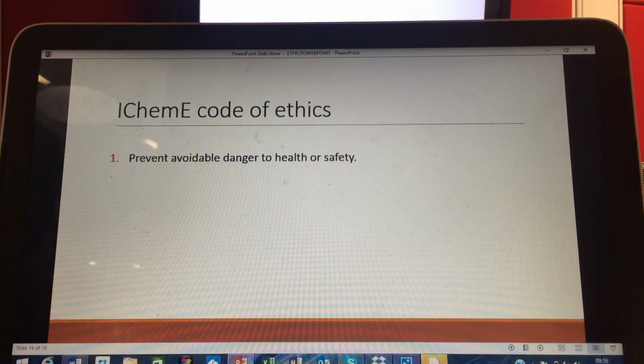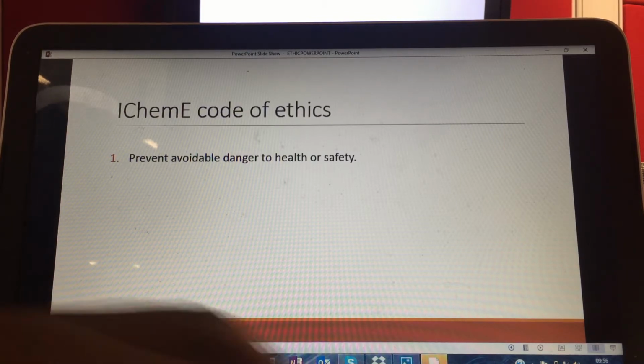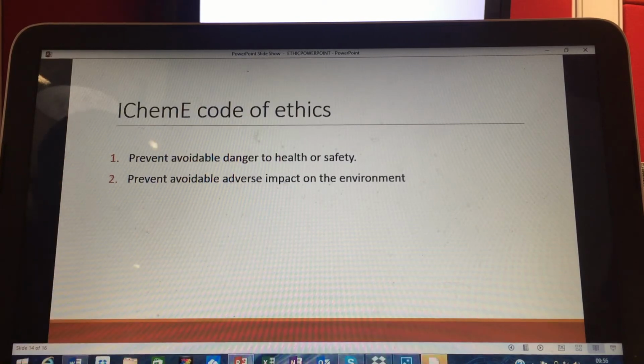Having researched the IChemE Code of Conduct, we have picked a handful of rules that link to our case study. The first is prevent avoidable danger to health or safety. In our case study, this rule was not even taken into consideration, not in the slightest, as Z Corp disregarded the dangers to the people who would be exposed.